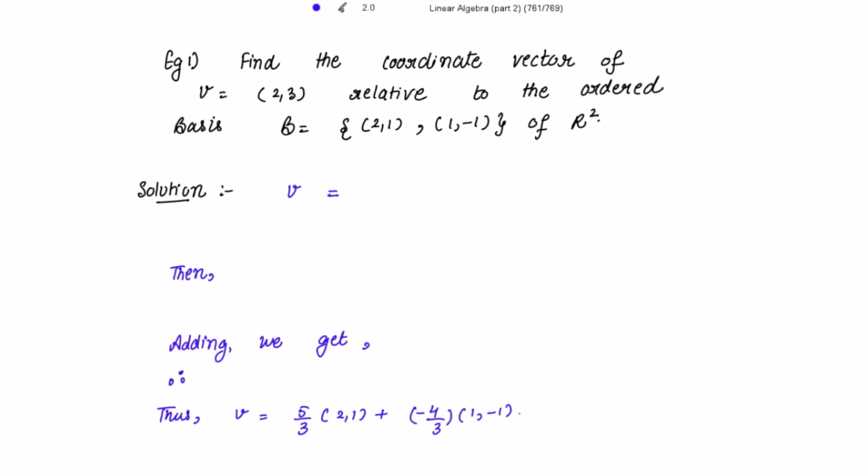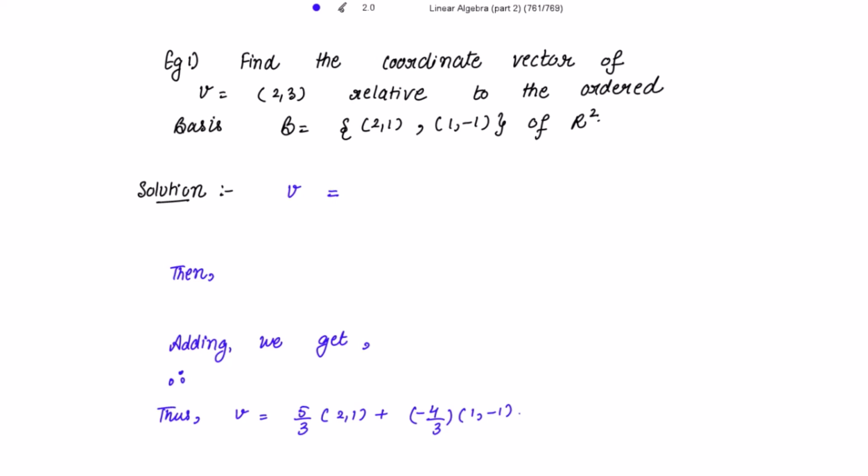Example 1 is: find the coordinate vector of V, which is given to be (2, 3), relative to the ordered basis B = {(2, 1), (1, -1)} of R2, that is the 2 dimension. So the vector V is given to us. We have to find the coordinate vector relative to the given basis, that is the ordered basis.